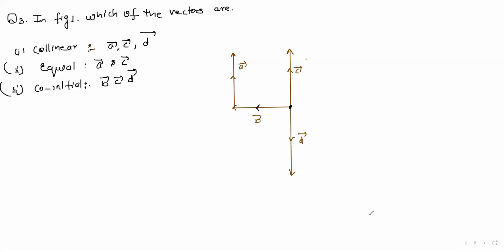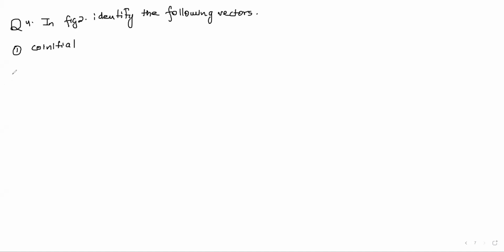Next is, in figure 2, identify the following vectors. So the first one is co-initial. Second is equal. Third is collinear but not equal. Okay. So the figure is this one.